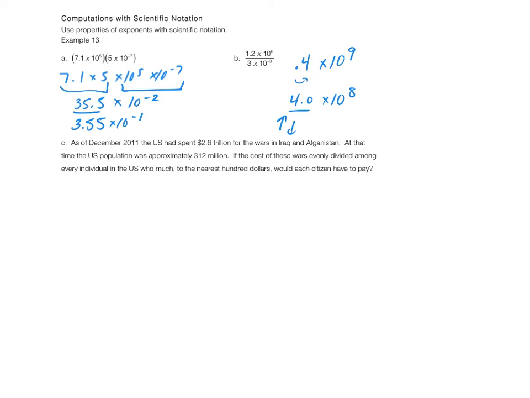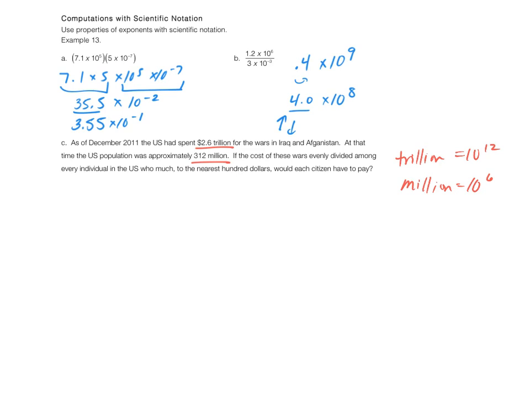Our final problem is a word problem. So here, we're going to look at the number 2.6 trillion, and then we're going to look at a population of 312 million. So we want the cost divided by how many people. So how much each citizen would have to pay for the war. So here is where you need to be careful. A trillion is 10 to the 12th. A million is 10 to the 6th. So we can't just divide the numbers, we have to use that scientific notation.